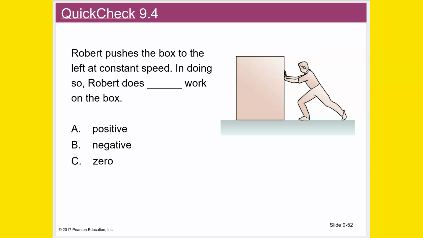All right, quick check 9.4. Robert pushes the box to the left at a constant speed. In doing so, Robert does positive, negative, or zero work on the box. All right, because Robert is pushing the box and the box is moving, he is doing work, and it's moving in the same direction as his pushing, so he's doing positive work.